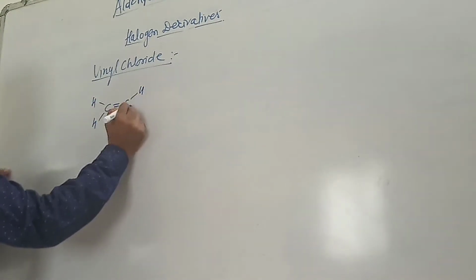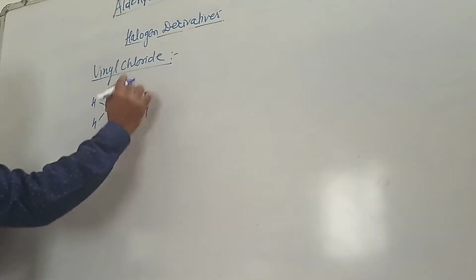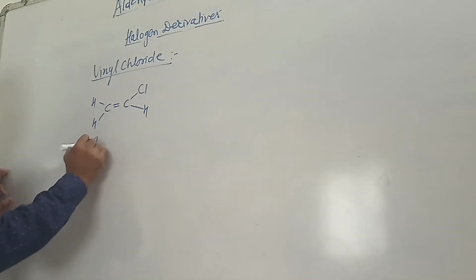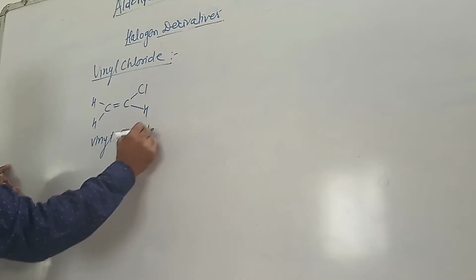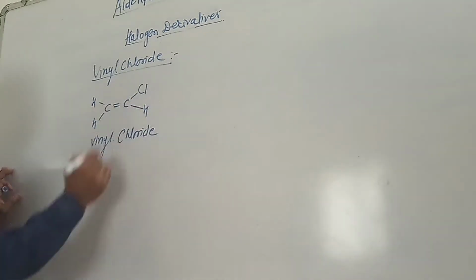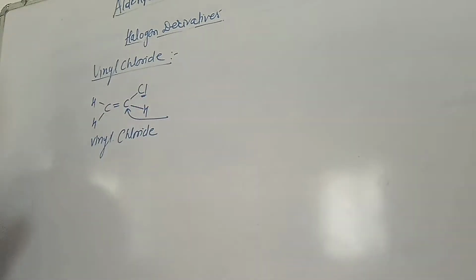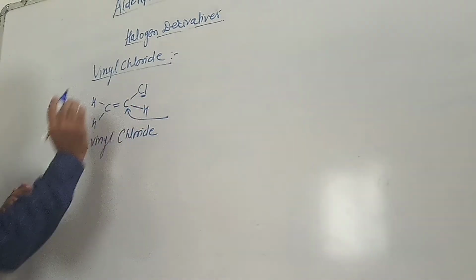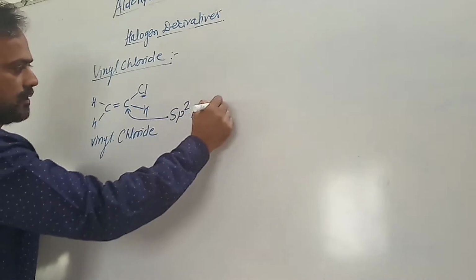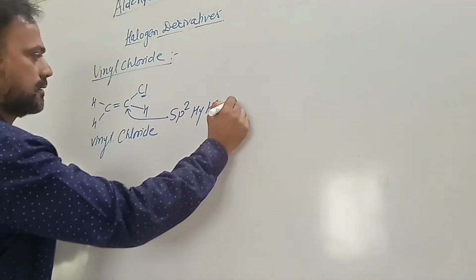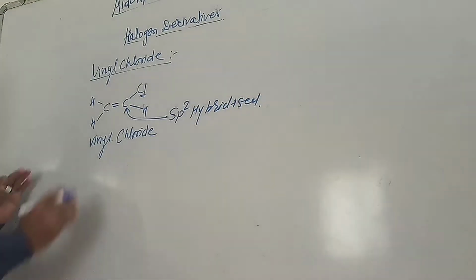The structure of vinyl chloride: whenever one of the hydrogen atoms is replaced by a halogen atom from an ethylene molecule, the compound obtained is called vinyl chloride. In vinyl chloride, the chlorine atom is attached to a carbon, and the carbon to which the chlorine atom is attached is sp2 hybridized.